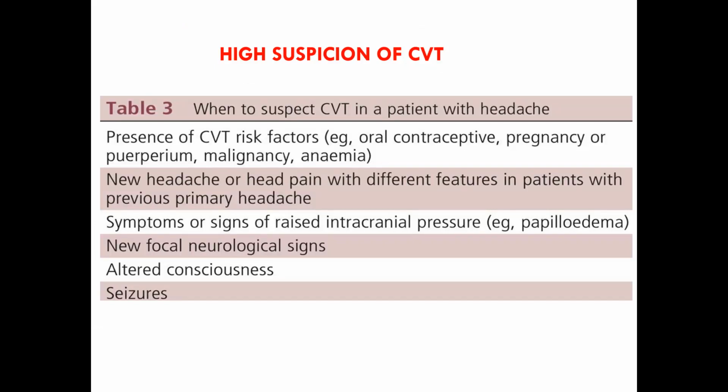If a patient comes to the emergency with a history of headache, that is secondary headache, and features of raised intracranial pressure like papilledema, bilateral lateral rectus palsy, focal neurological deficit, altered consciousness, seizures, with a background history of oral contraceptive intake, postpartum, puerperium, pregnancy, malignancy, or iron deficiency anemia, you need to rule out cortical vein thrombosis. Okay. Next slide.